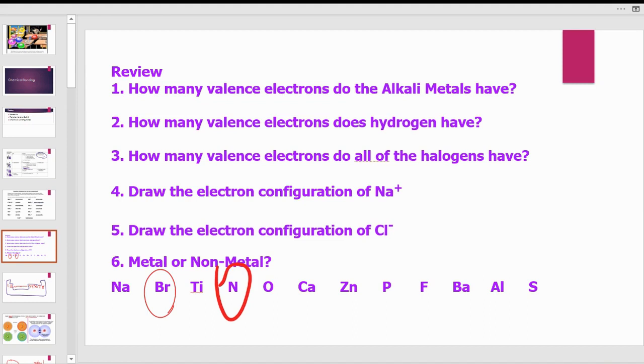Nitrogen's obviously already circled. Oxygen, calcium. So calcium's a metal. We have metal in our bones. Yes. Zinc's a metal or nonmetal? Metal. Phosphorus? Nonmetal. Fluorine? Barium? Aluminum? Yeah, but it's right on the line, isn't it? And sulfur? Nonmetal.